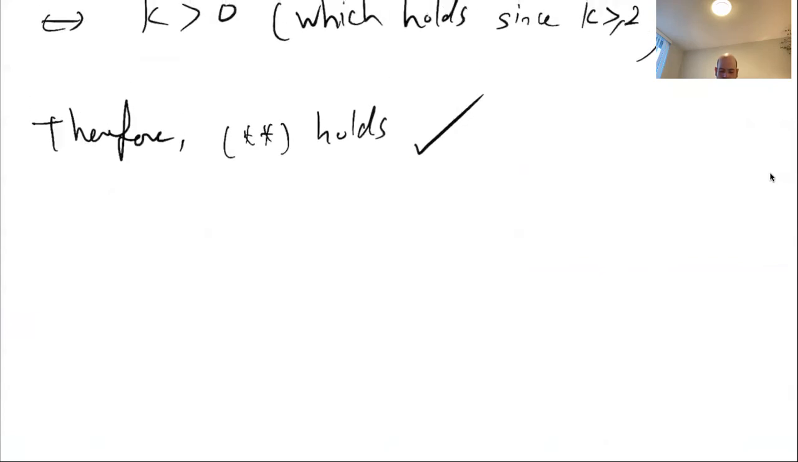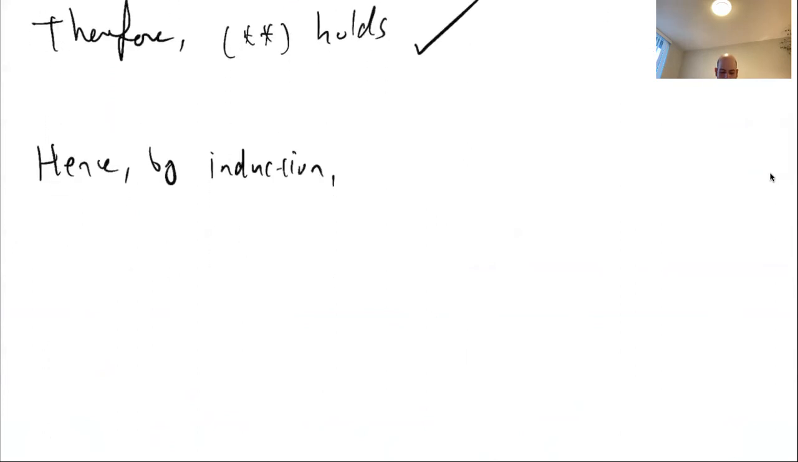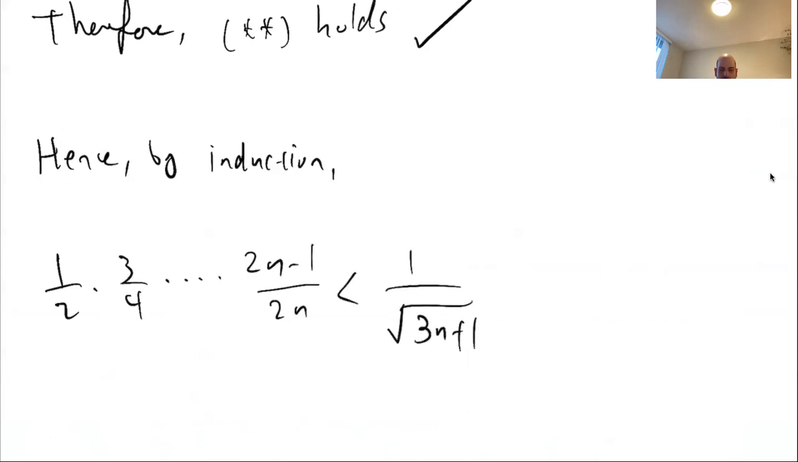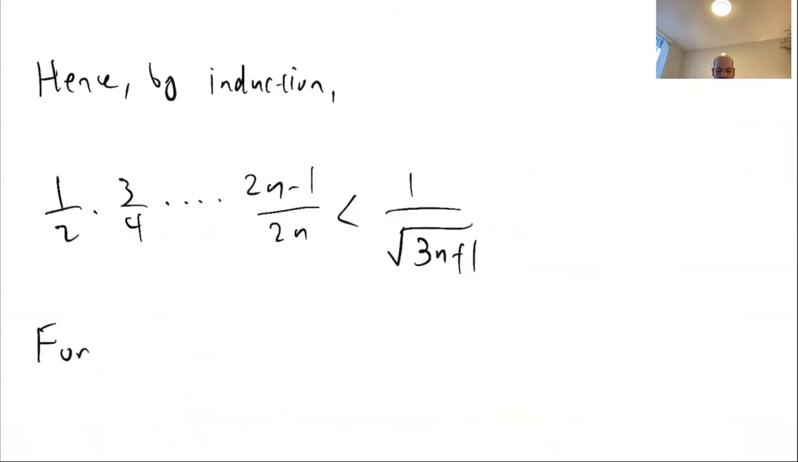So we can say, hence, by induction, 1/2 times 3/4 times ... times (2n minus 1)/2n is less than 1/√(3n plus 1) for n bigger than or equal to 2.